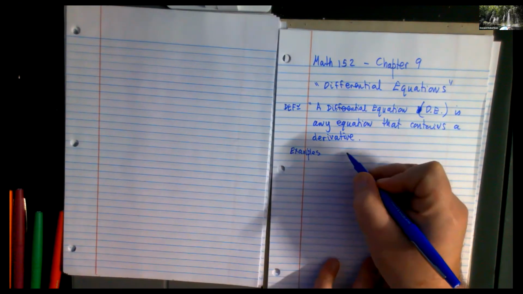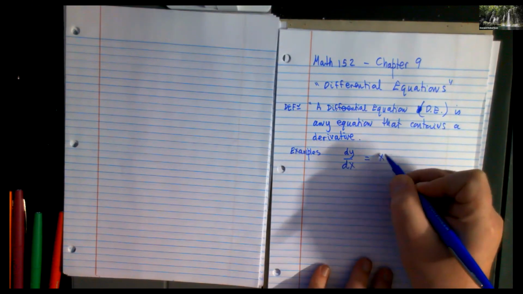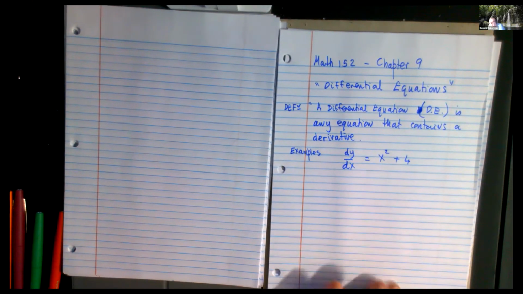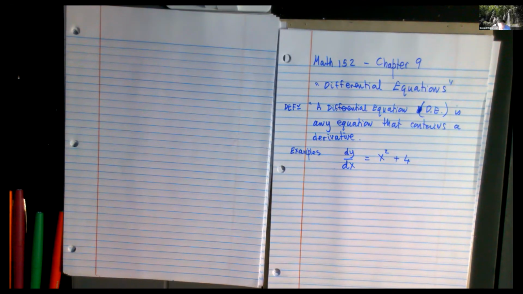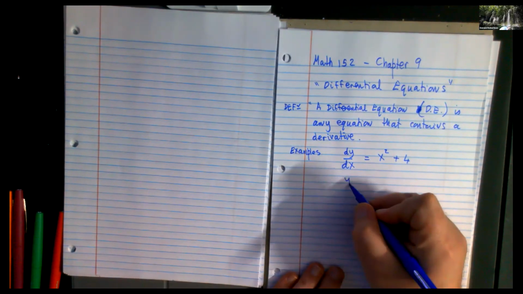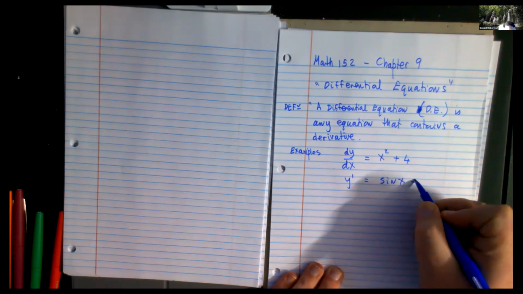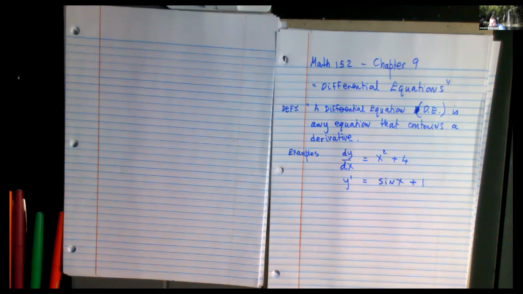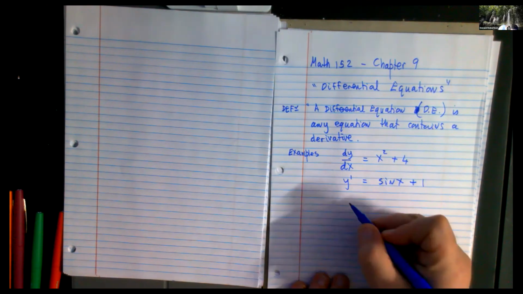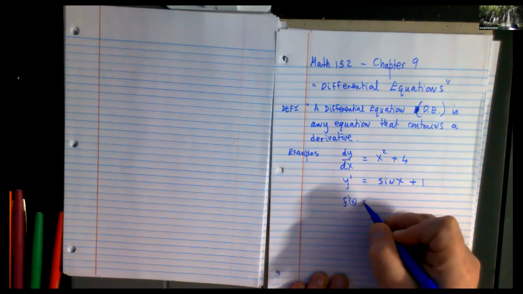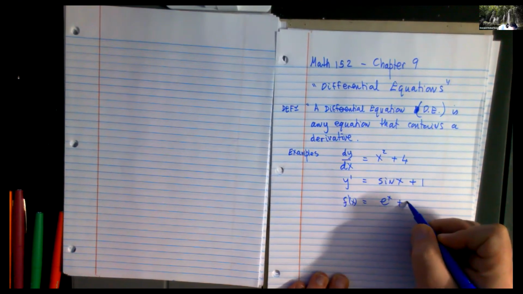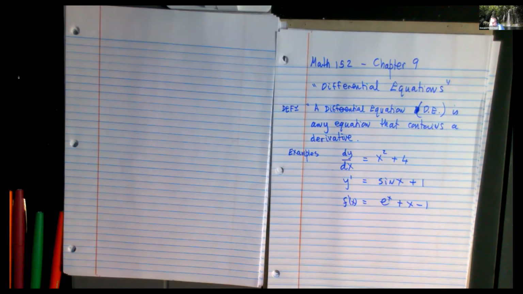You could get dy by dx equals x squared plus 4. That is an example of a differential equation. You can have it written as y dashed equals sine x plus 1. That's an example of a differential equation. You can have, but it's less common, f dashed of x is e to the x plus x minus 1. They are all very simple examples of differential equations.